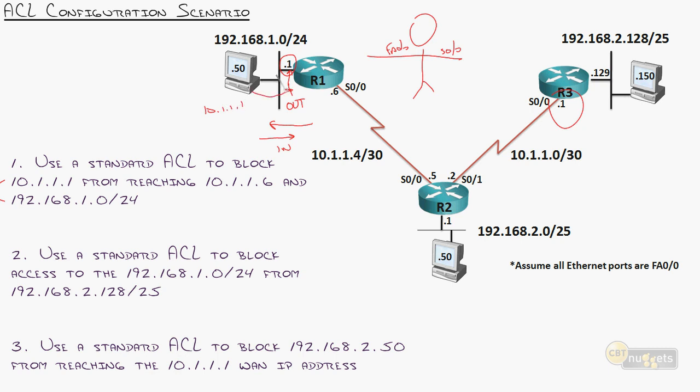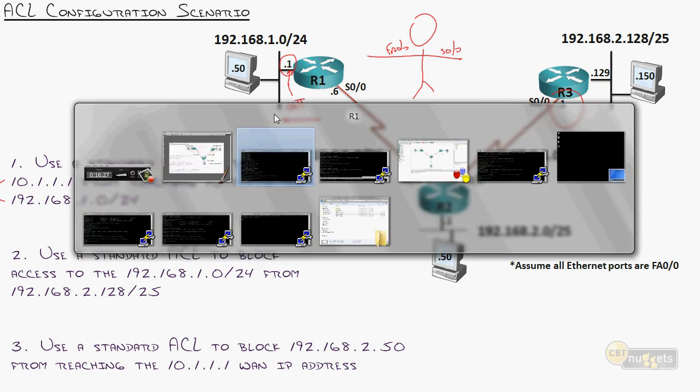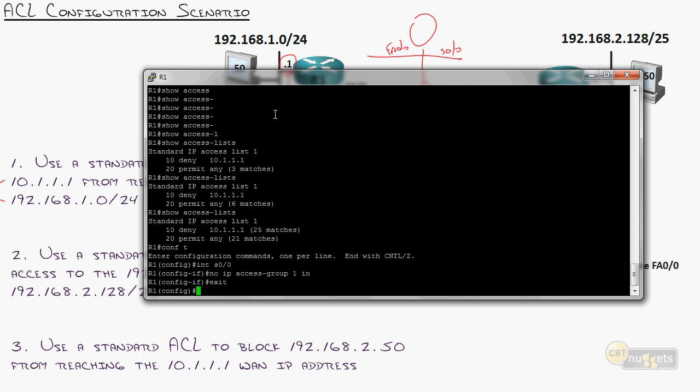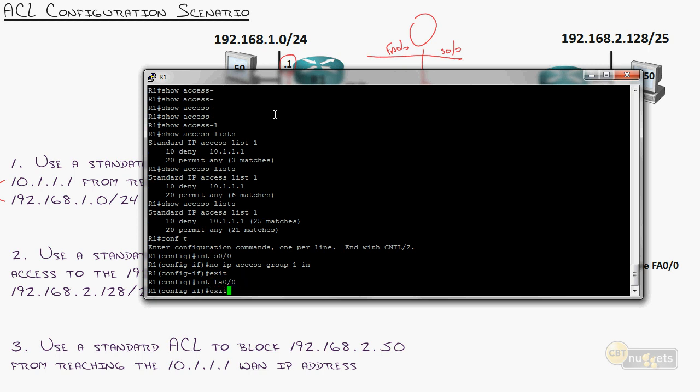Trying to come in. That's not the truth. That's not where it's at. So it's going to be applied outbound there. And let's do it because I just want to show you. I'm going to go under FastEthernet 0/0. Let's just hit the up arrow.